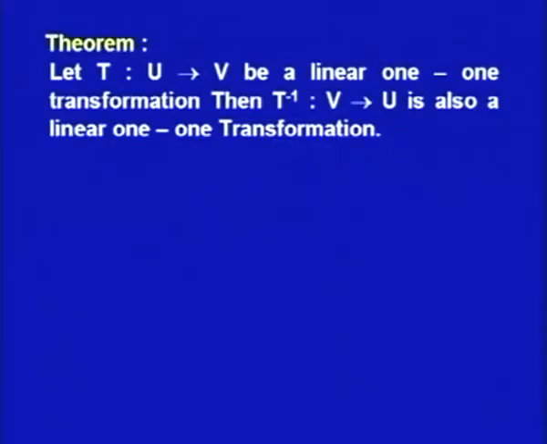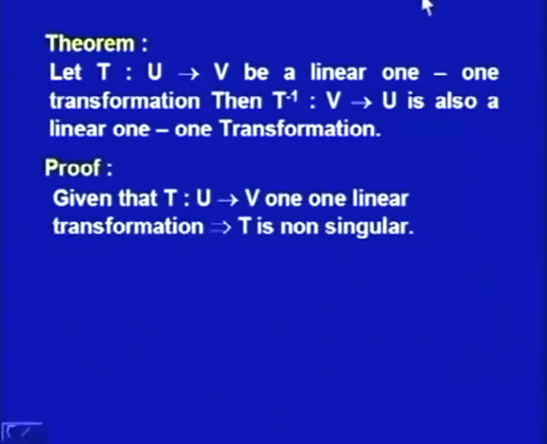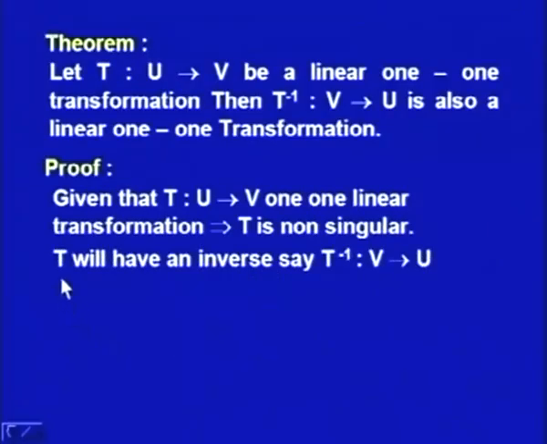Now, we will prove this theorem that if T is a linear transformation which is 1-1, then T inverse from V into U is also a linear 1-1 transformation. To prove this, we first take a linear transformation T from U to V, which is given to be 1-1. We have earlier proved that such a linear 1-1 transformation will be non-singular. So, with this we further assume the existence of T inverse from V to U.